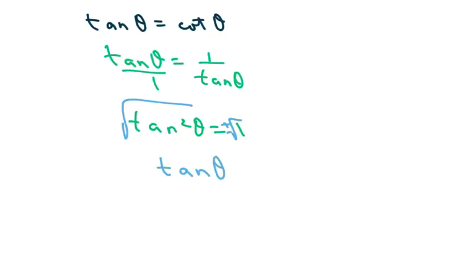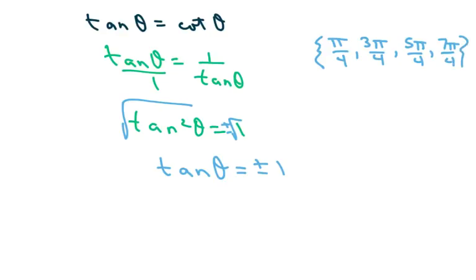So we have tan of theta equals plus or minus 1, which occurs at all your 45 degree types, so everything with the 4. So I write a 2, right? So everything with the 4. Where tan of theta is positive 1 is here and here, and where tan of theta is -1 is these two.